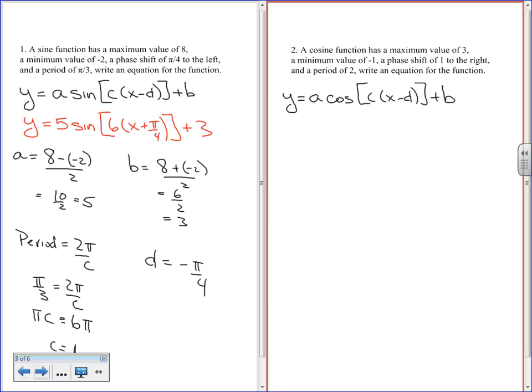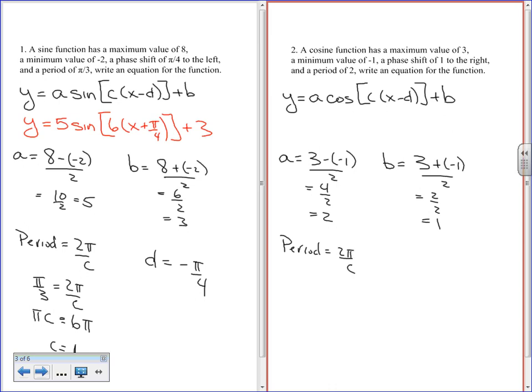So my A value is the highest, which is 3. Subtract off the lowest, which is negative 1. So 4 divided by 2 is 2. My B value is my highest value added to the lowest value, divided by 2, which is 2 divided by 2, which is 1. My period is equal to 2 pi divided by C. So in this case, it tells me that my period is 2 radians, not 2 pi radians, just 2 radians. Okay, so I put in 2 for my period.